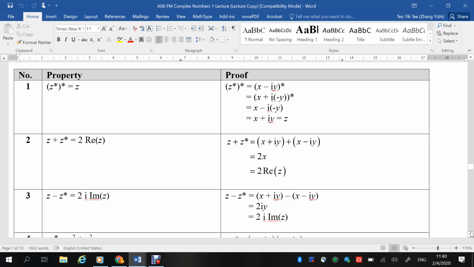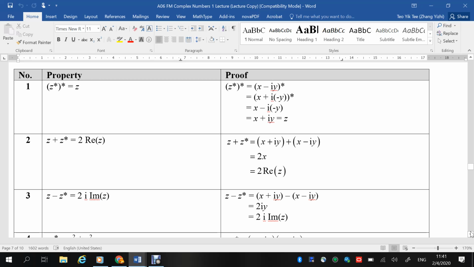But among all the properties, I want you to highlight 2 very important ones: number 2 and number 3. These are the 2 most important properties that you're going to activate a lot in chapter 3 and chapter 4. Some students prefer to memorize, but some say no need, just do a simple substitution. Just use x plus iy, x minus iy. You can see that z minus z conjugate actually gives you 2 times the imaginary part, and z plus z conjugate gives 2x. The proof is quite easy. These 2 are the ones that you use most often. Some people choose to memorize, some choose to prove on the spot. I leave it to you.